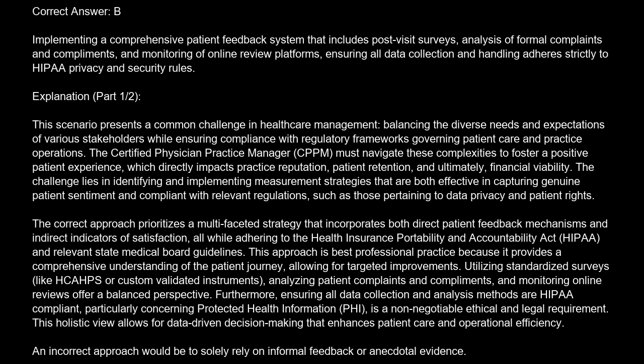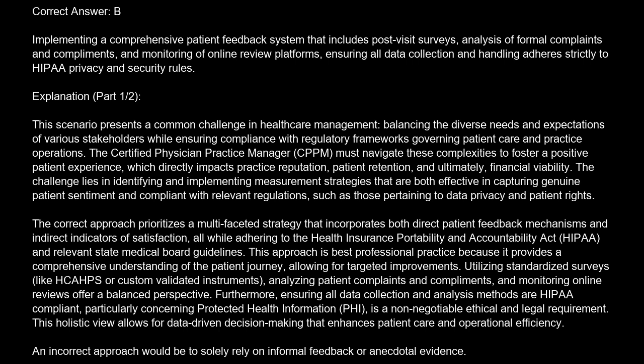The challenge lies in identifying and implementing measurement strategies that are both effective in capturing genuine patient sentiment and compliant with relevant regulations, such as those pertaining to data privacy and patient rights. The correct approach prioritizes a multifaceted strategy that incorporates both direct patient feedback mechanisms and indirect indicators of satisfaction, all while adhering to the Health Insurance Portability and Accountability Act, HIPAA, and relevant state medical board guidelines.